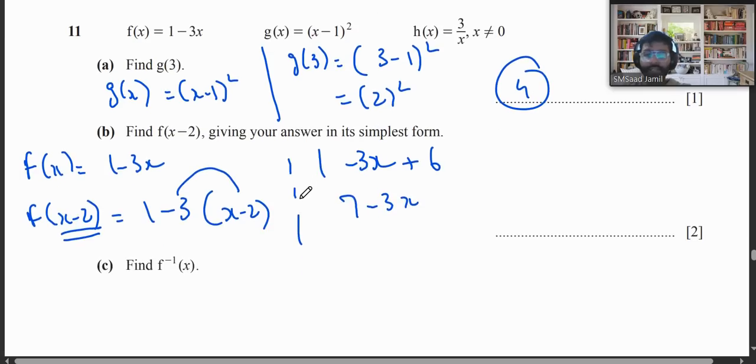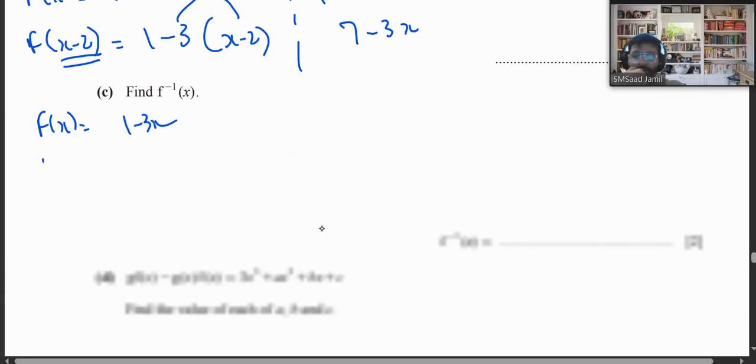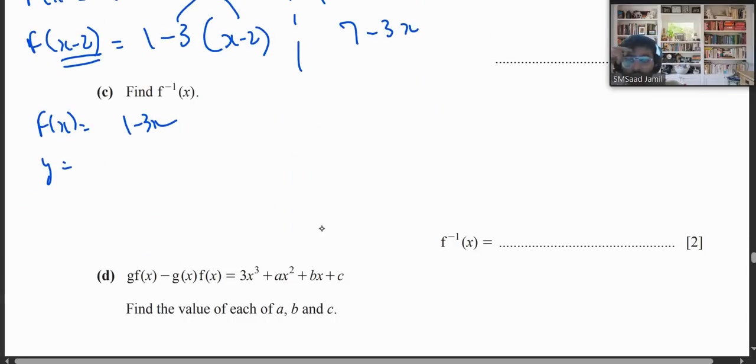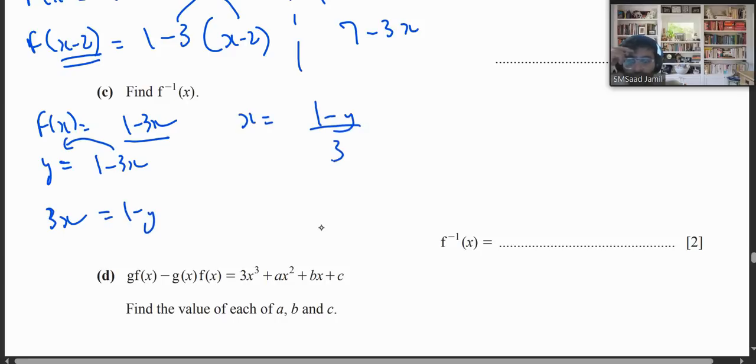Now it says find f inverse of x. Look, what is f of x? f of x is 1 minus 3x. Whenever you have to find an inverse, you will say y is equal to 1 minus 3x. Shift it: 3x, we shifted 3x over there, is equal to 1 minus y. x is equal to 1 minus y upon 3. So f inverse of x is 1 minus x upon 3. We exchange, okay, in place of y we write x.